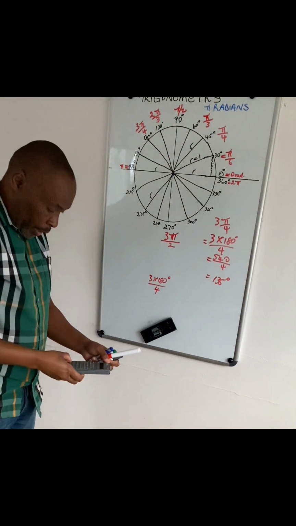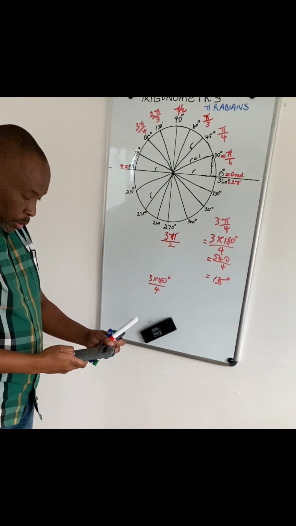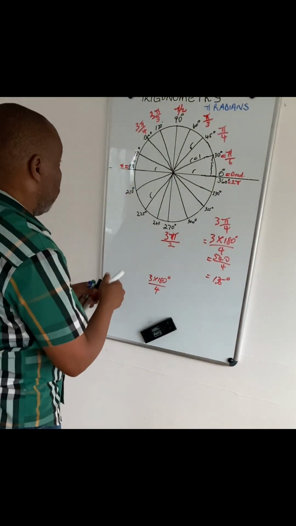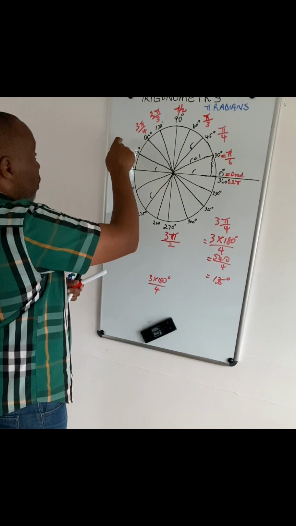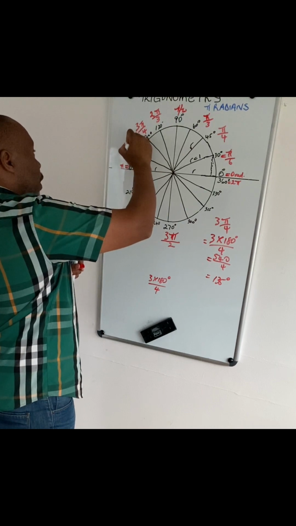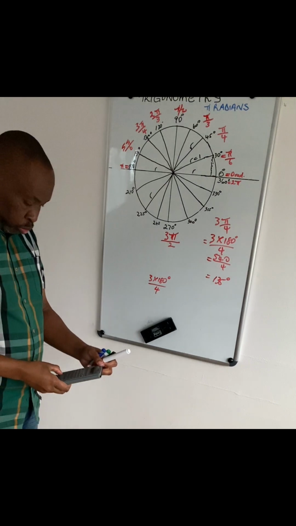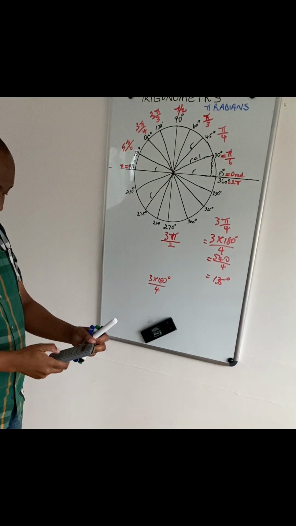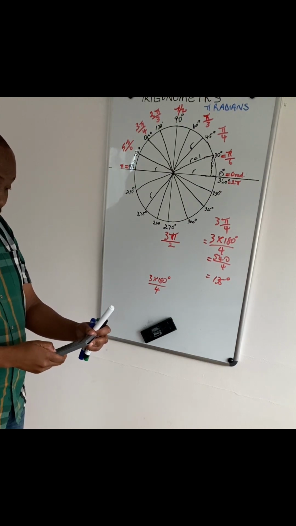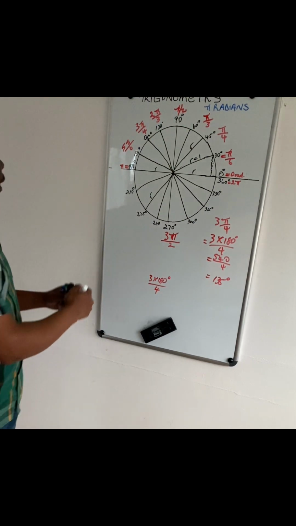Let me finalize: 3 times 180 divided by 4 is 135. 3 pi over 4 is 135. And therefore here it would be 5 pi over 6. It should give us 150. 5 times 180 degrees, divided by 6, gives us 150 degrees.